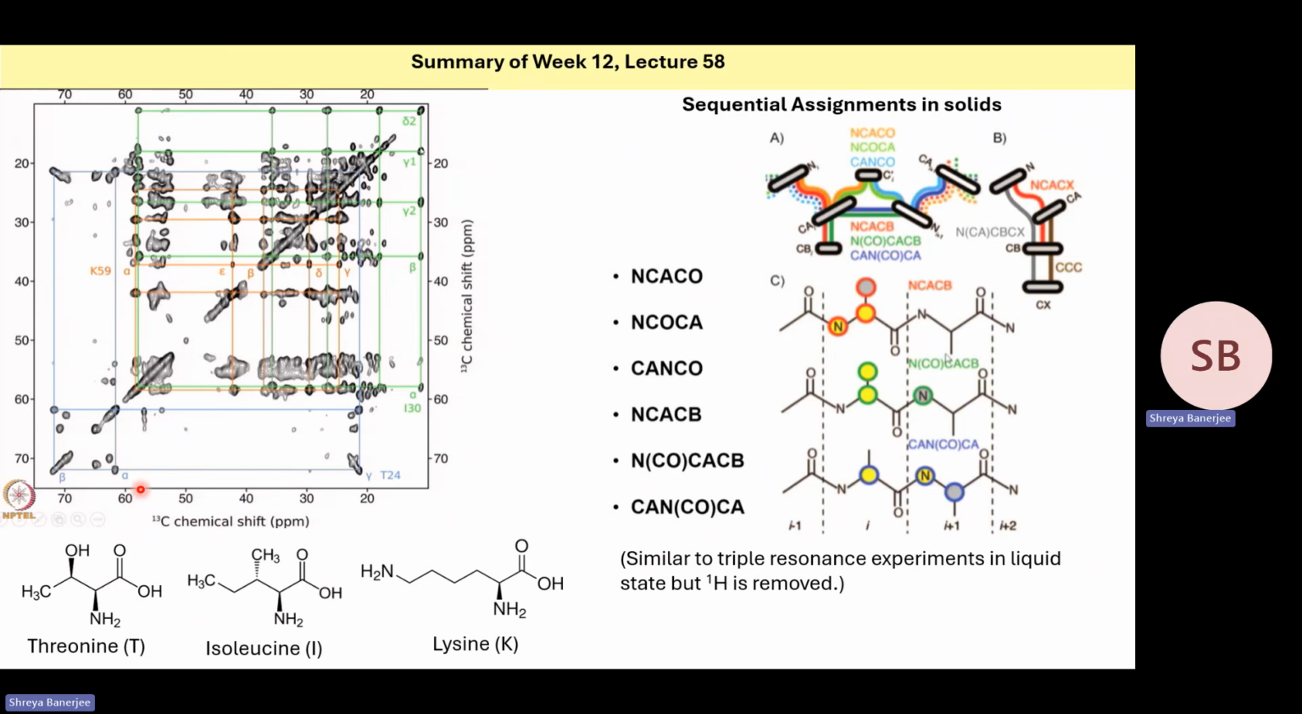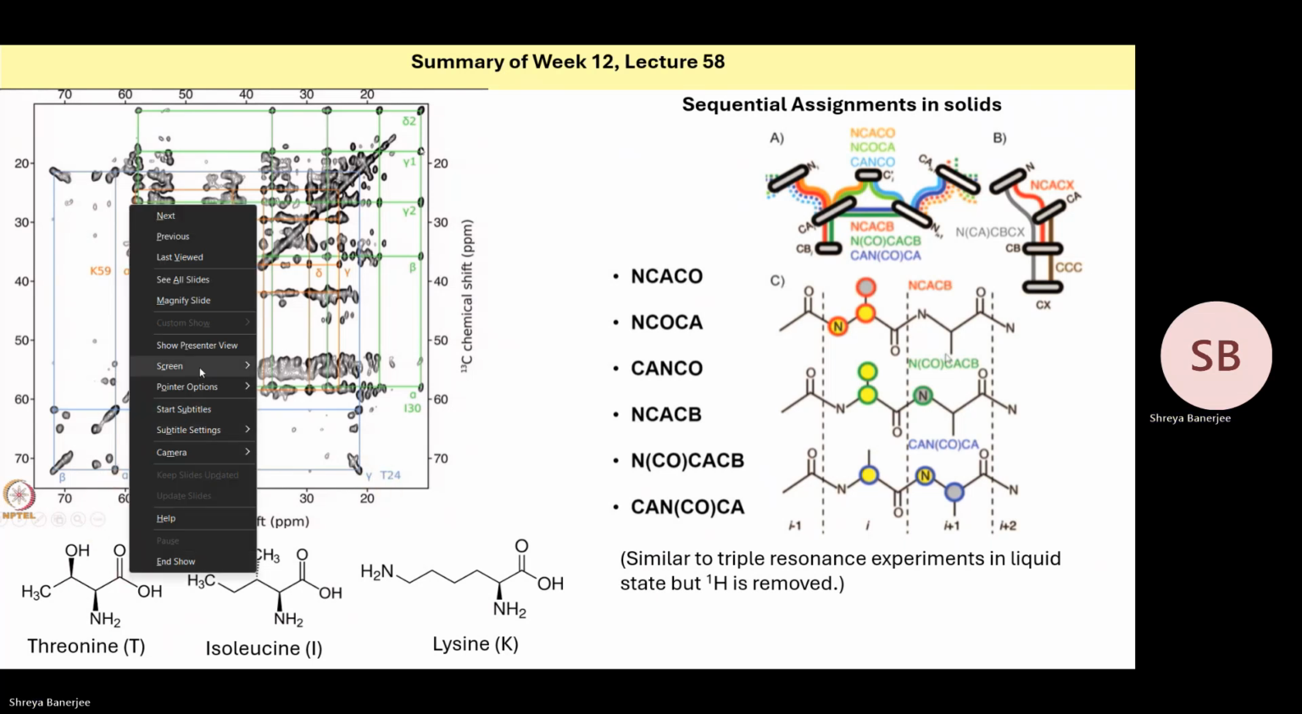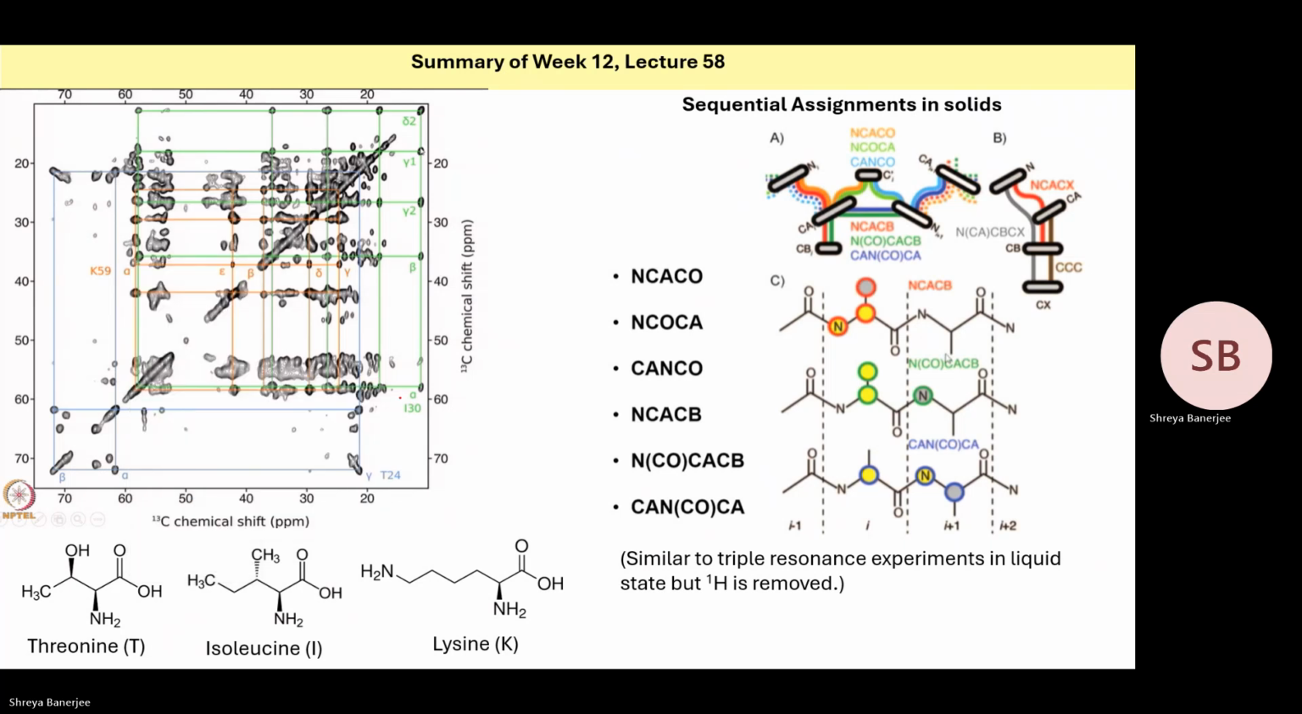Here some more examples are shown. Here we can see some examples of 13C 2D NMR in solid state. So if you have threonine, you can see threonine here. Correlations are seen from alpha carbon to beta carbon to gamma carbon. You can see alpha to beta to gamma for threonine.